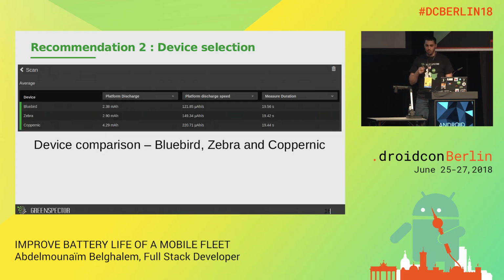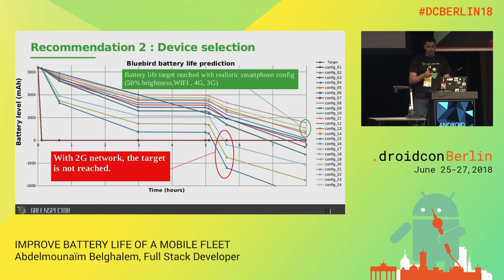Second step, device selection. Once you did all the verification and the challenging that you could possibly think of, you have to choose between all the cell phones that are left, which were Bluebird, Zebra, and Copernic. Simple step. You measure each step of your application, each feature of your application, and you project on a daily usage, and you look at which cell phone is consuming the least. Simple enough.